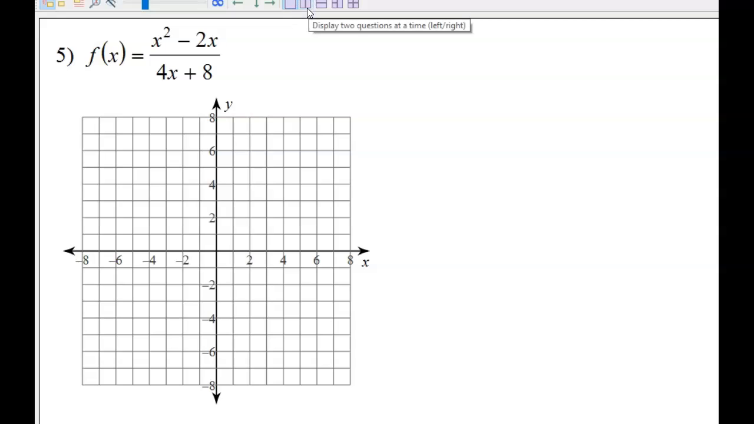I don't want to do that one yet. I want to start off with number 1. Would you guys write down this problem here, please?